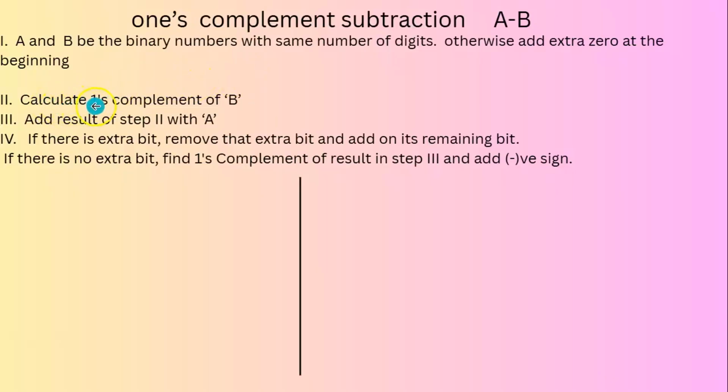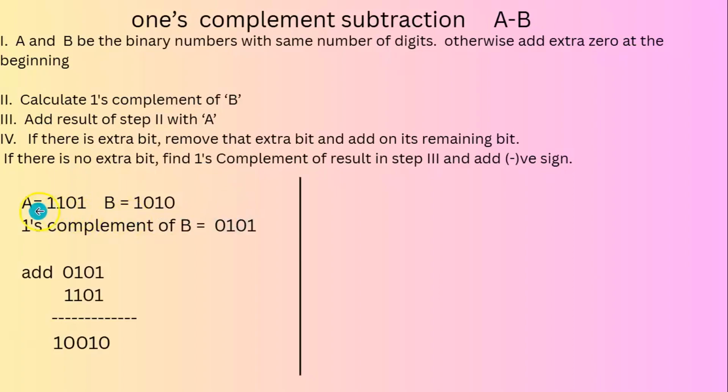Then calculate 1's complement of B. Then you add the result of step 2 with A. If there is an extra bit, remove that extra bit and add it to the remaining bits. If there is no extra bit, find the 1's complement of the result in step 3 and add a negative sign. So these are the steps to be carried out for subtraction of two binary numbers. Let us see an example for this.